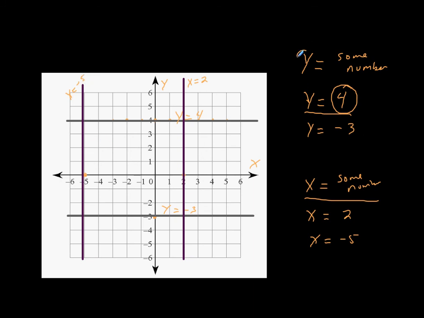So, anytime you have an equation with y is equal to some number, it is going to be a horizontal line across the y-axis at the point of that number. Horizontal. And if you have x is equal to some number, it will always be a vertical line across where the number that the x is equivalent to.